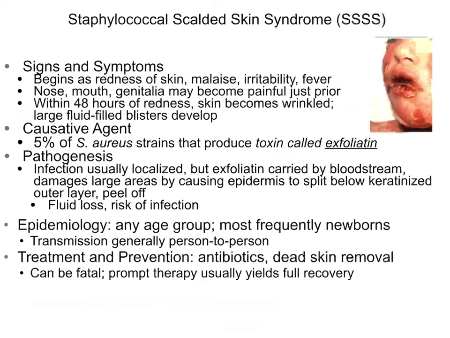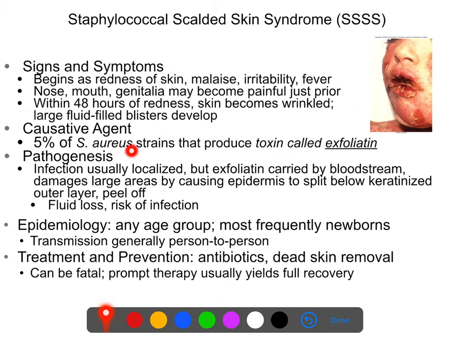Staphylococcal scalded skin syndrome. So this is a fairly rare infection, fortunately. It's really nasty. Only about 5% of Staph aureus can produce the toxins that cause it. The toxin is exfoliatin, and it mainly infects newborn children. The signs and symptoms begin with redness of the skin, malaise, irritability, and fever. Usually it's going to start around the nose, mouth, or genitalia, places with notoriously thin skin.